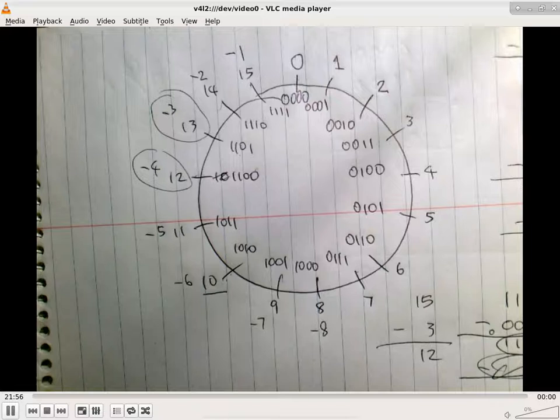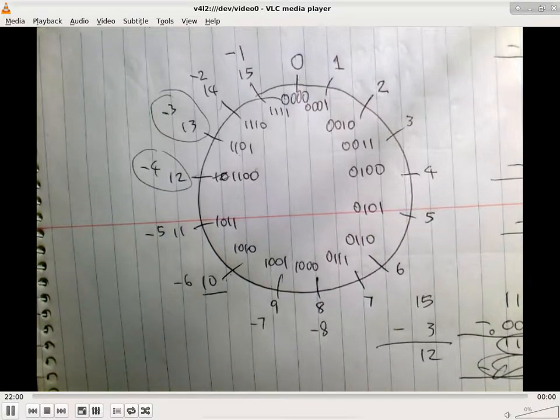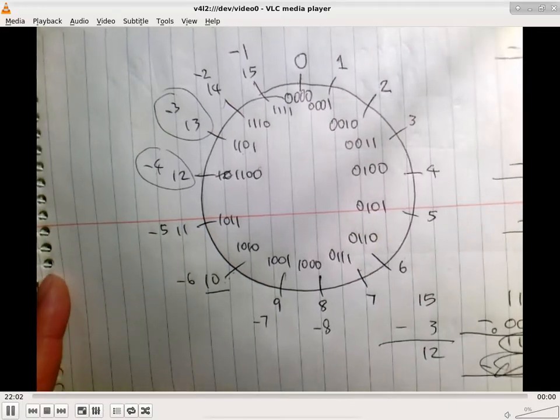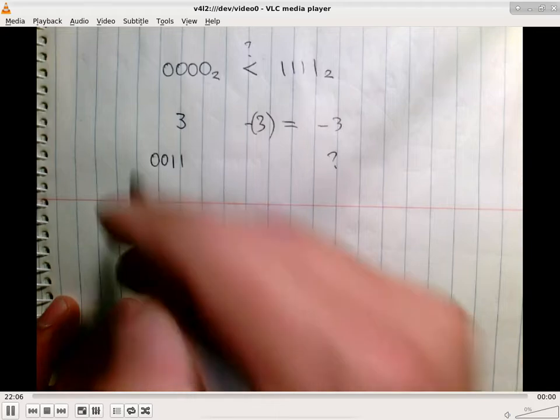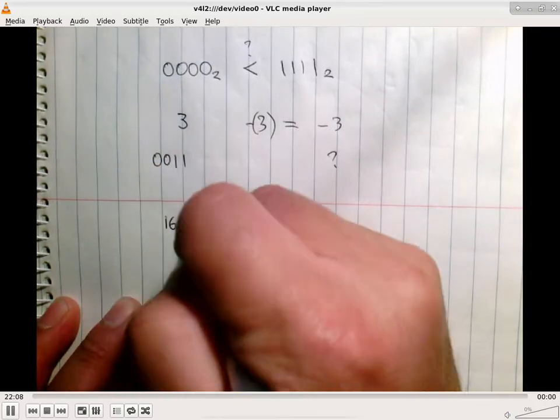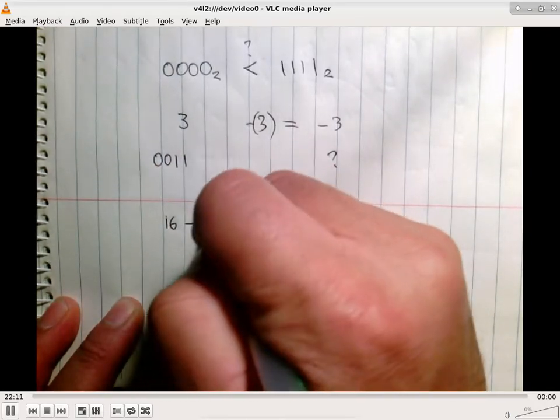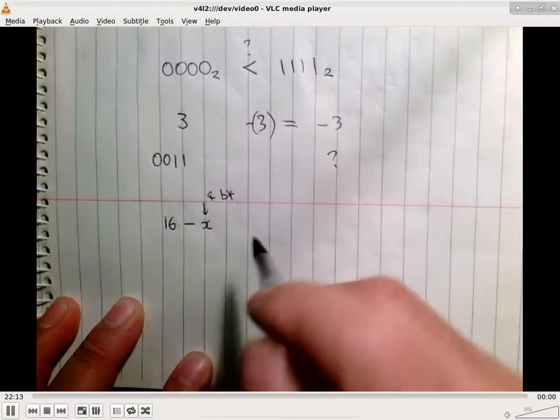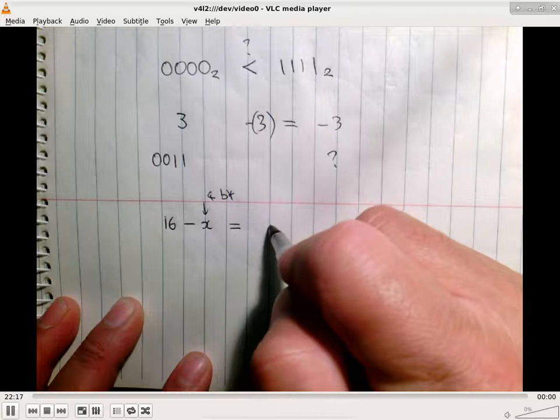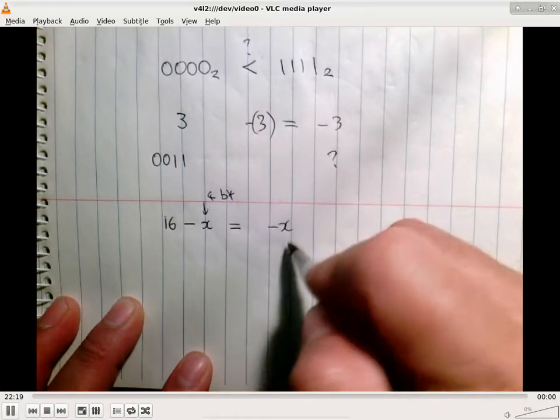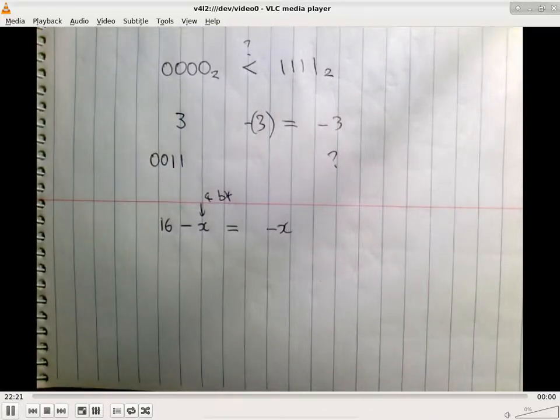Is that okay? But that's really useful, because now I can try to make a general equation. I can say that 16 minus x, being a 4-bit pattern, is the representation that we need to represent negative x. Is that making any sense? Let me say that one more time.